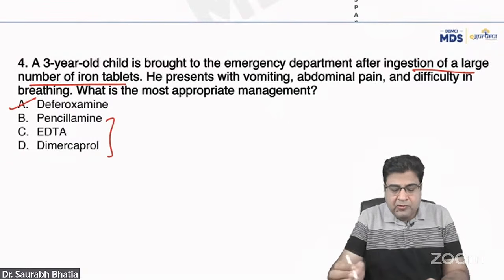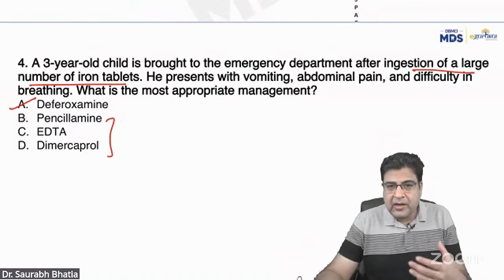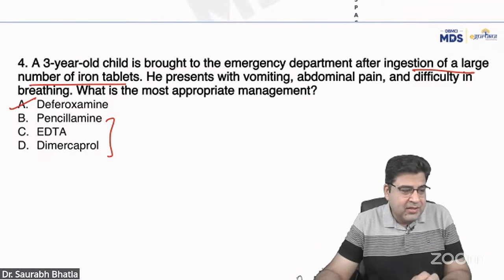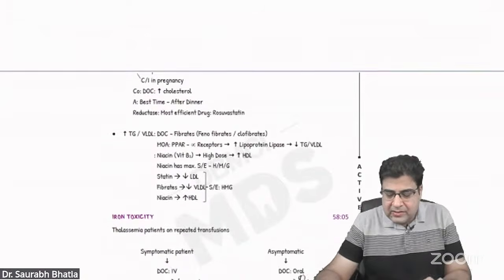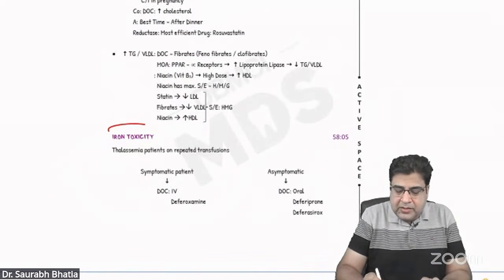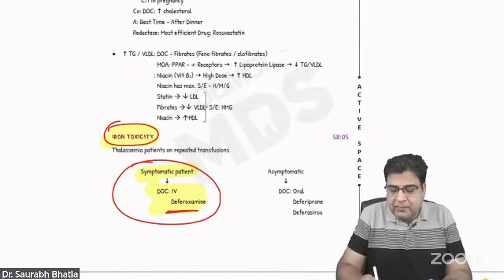These were the other options, penicillamine given for copper, and you can read about these yourself. Here I have to tell you the answers only. So question number 4, answer is A, desferoxamine. You can see this is again directly taken from our notes. Iron toxicity is written here, and the drug of choice is desferoxamine. This is how these questions are directly picked up from our notes.